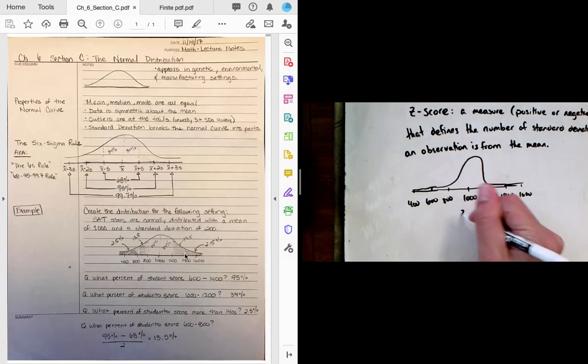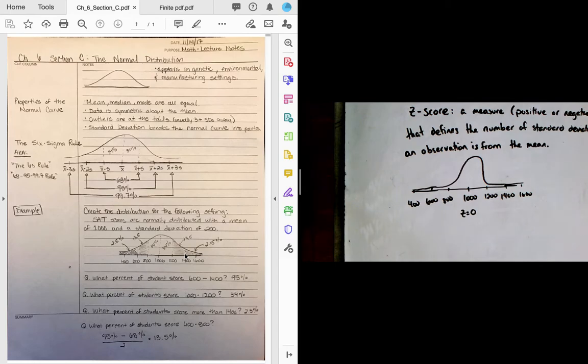In the middle, if you're right at the middle, then your z is 0. You're no standard deviations away from the middle. As you go to the right, you're adding 1 to these. So 1,200 would be the same as z equals 1. 1,400 would be the same as z equals 2 because I'm 2 standard deviations away from the mean, and so on. Going to the left, it's the same idea, but now your z values are negative.